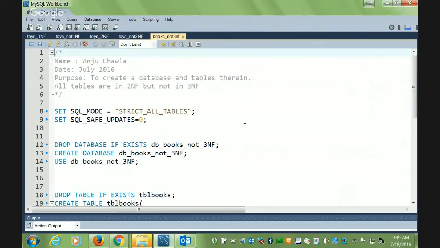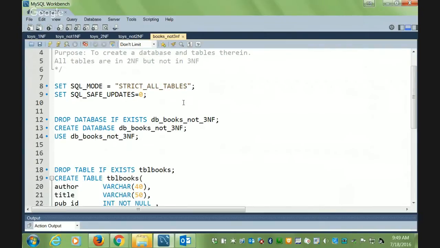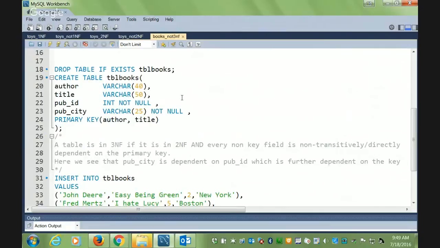Okay, so let's look at this one. It says to create a database and tables therein. All tables are in second normal form, but not in third normal form. We'll look at the definition in a minute. So again, I've created a database. I've created books inside it. I've just taken one table. As I said, I'm keeping it simple.